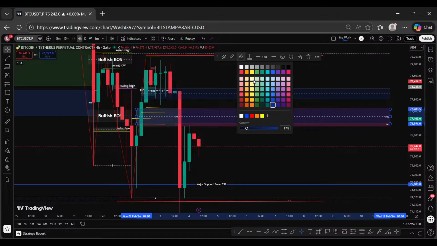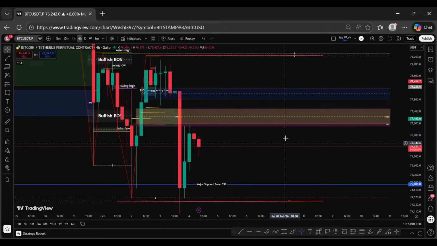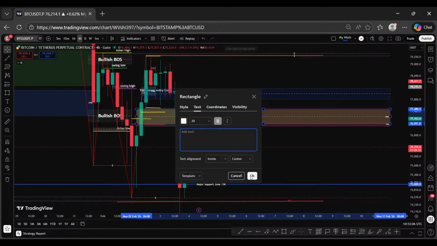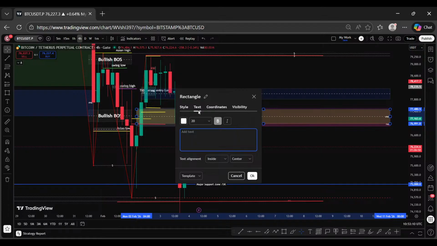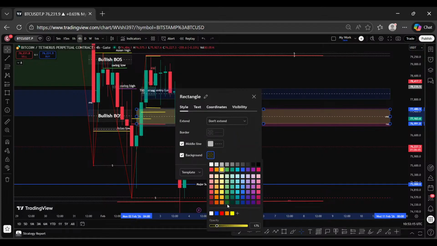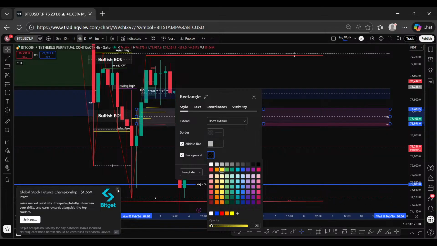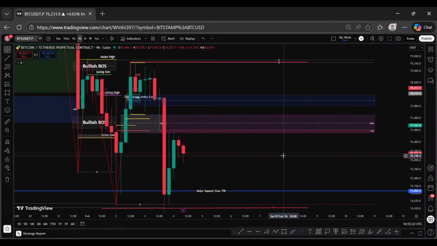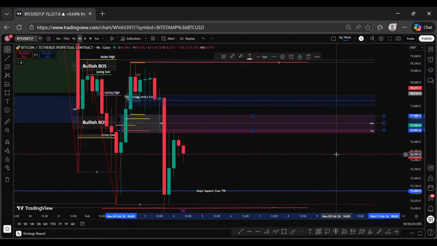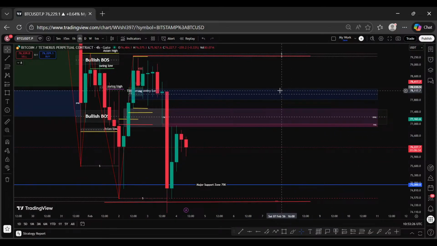Let me just change the color to something lighter. Just a moment. Okay, so this is our fair value gap, and this is our order block, the bullish zone for BTCUSDT.